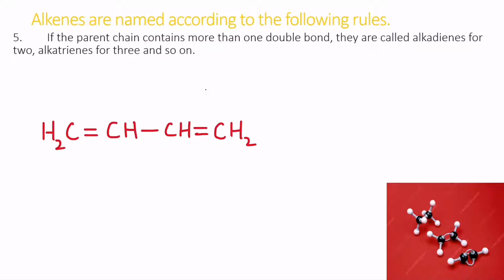If the parent chain contains more than one double bond, then they are called alkadienes, with locations given as 2, 3, and so on. Here you can see a chain with 2 double bonds, so I'll just number it. The first double bond is present between carbon number 1 and 2, the second double bond is present between carbon number 3 and 4. So I have to select the lowest numbers, which are 1 and 3. So 1,3-butadiene. That would be the name of the chain.